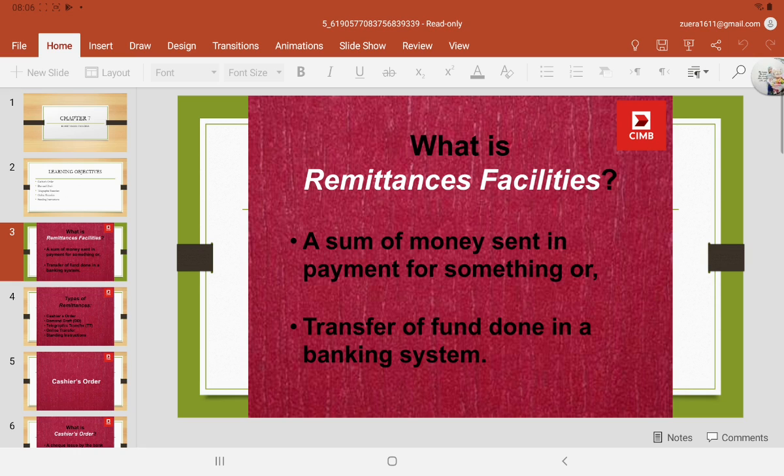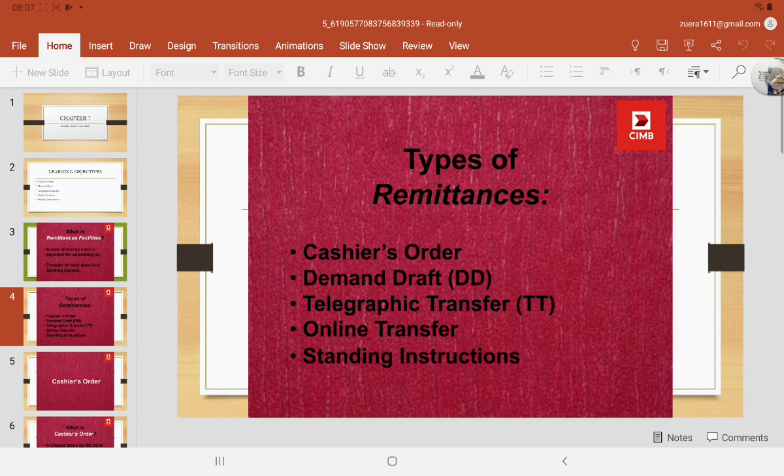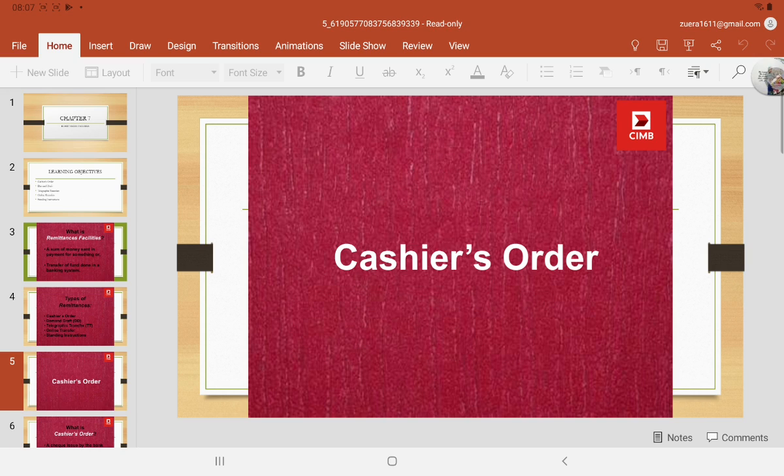So, this is a service provided by a commercial bank to its customers through a remittances product, for example, a cashier order, demand draft, telegraphic transfer, and others. These are the types of remittances products that we will go through today for this chapter. Firstly, the cashier order.